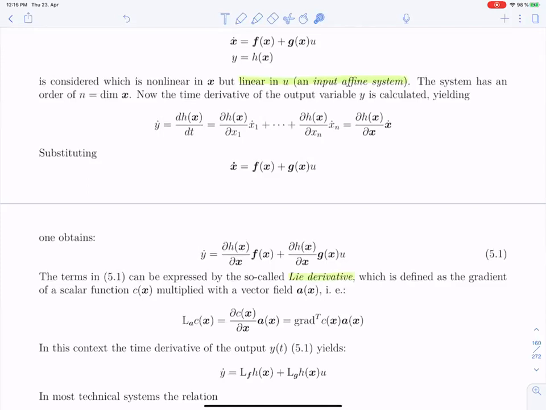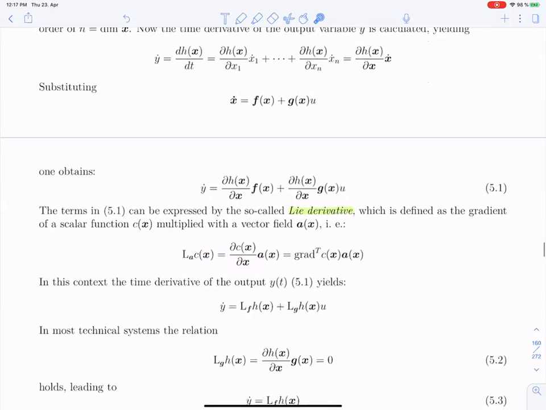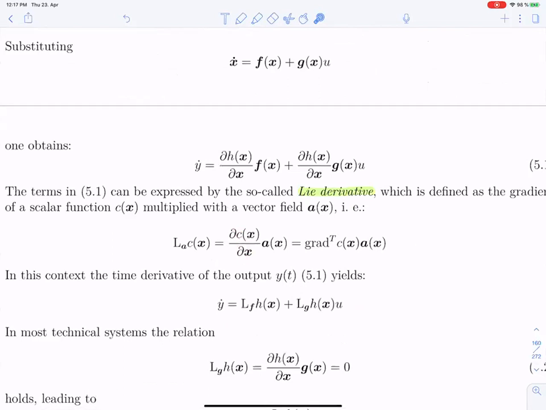And the Lie derivative is simply this one here. If we take some scalar function c, which depends on the vector x, and if we look at the gradient of c with respect to x, and multiply it by some vector field a of x, then this is called the Lie derivative of c along a. This might sound very strange to you if you hear it for the first time.